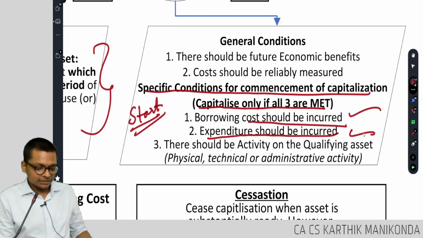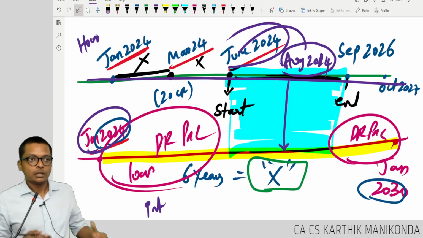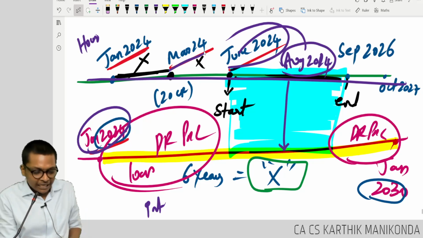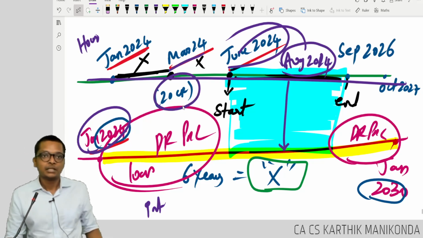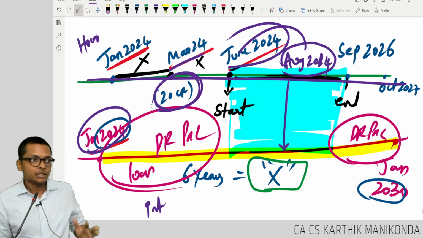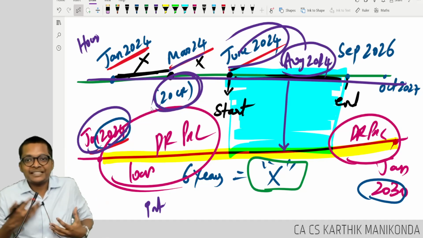Expenditure should be incurred. That means what? It's not about construction. L&T should have started. I should have paid this 20 crores to L&T to start the construction, or I should have purchased some materials. I should have purchased some cement.